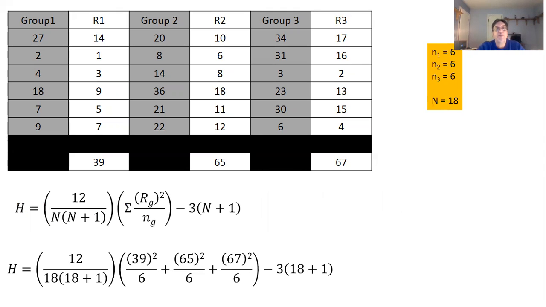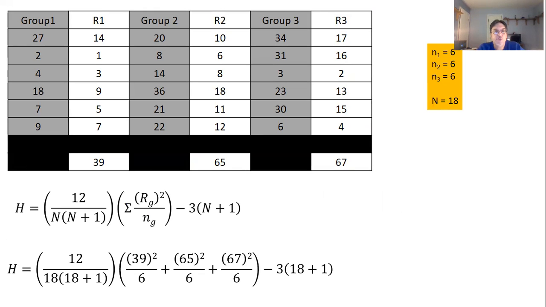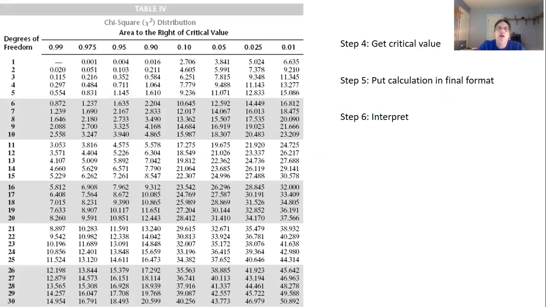All right, so plug everything in for H, and again, each of these has 6 individuals in it, so the overall sample size was 18. These are all the values that are put in. And when you solve for this, apparently I'm going to solve it a little bit later. So we'll get to that in just a second.